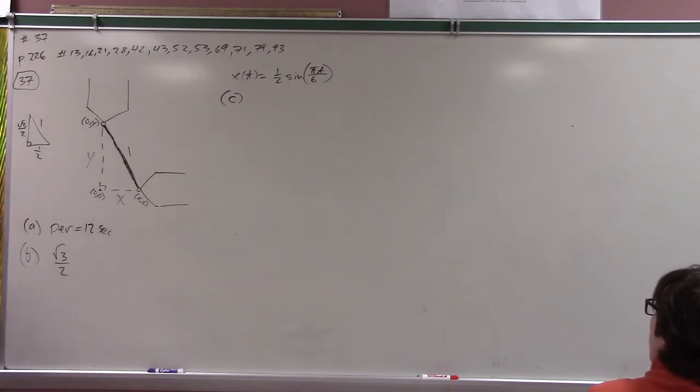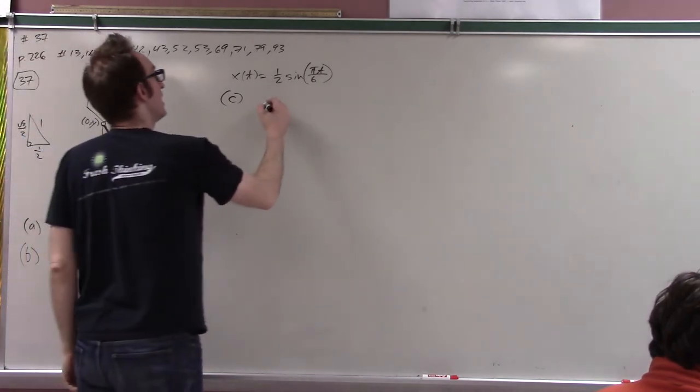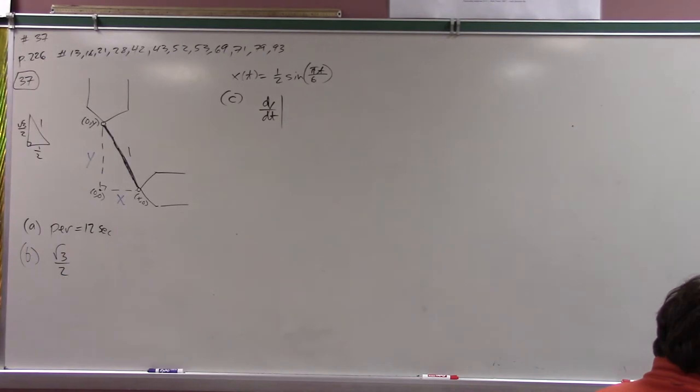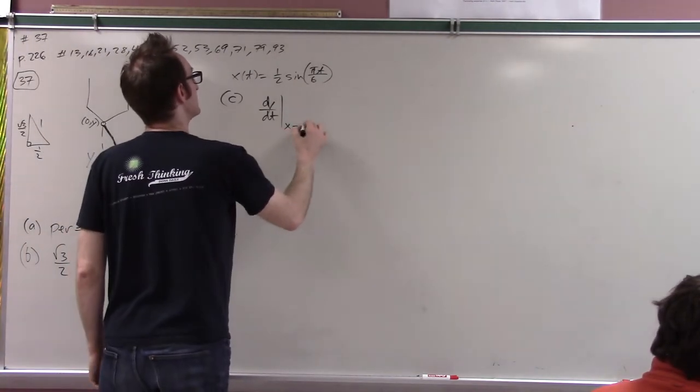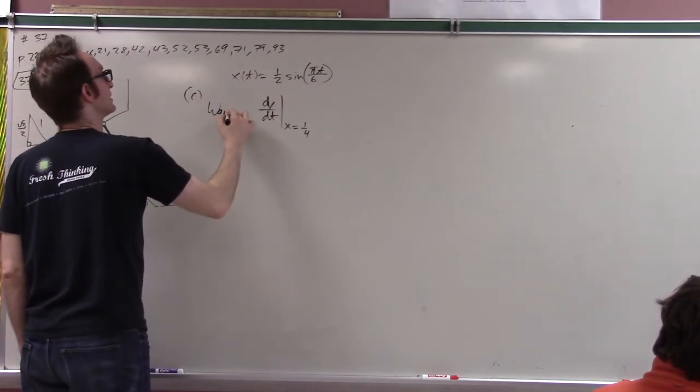Again, these first two questions were just to get you to engage with the picture and understand what's going on. Okay, now we're ready to do the real thing. Find the speed of the y-axis endpoint when the x-axis endpoint is 1/4, 0. So it seems as if what they want is dy/dt, specifically when x equals 1/4. This is what is going on in part C. This is what we want.